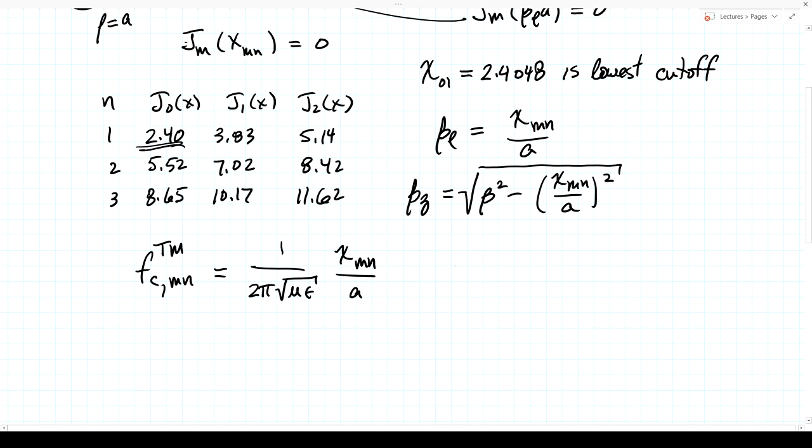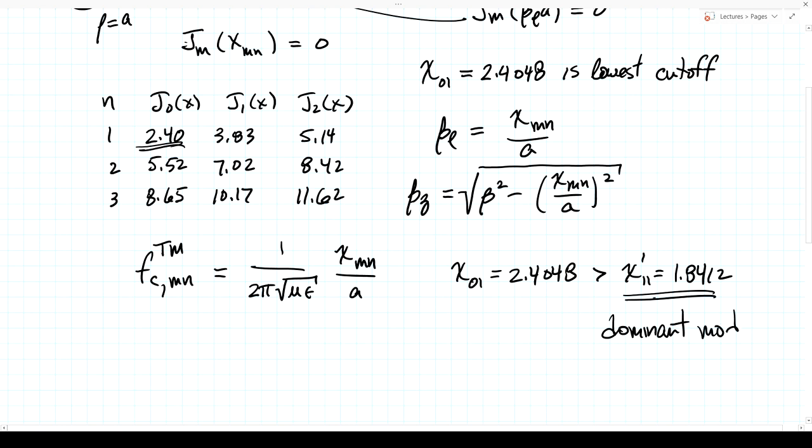Notice that chi 01, 2.4048, is larger than chi prime 11, which is our value of 1.8412. And that says that that mode is the dominant mode. That is the mode that we can set the frequency so that we operate so that only that mode can propagate, that single mode operation.